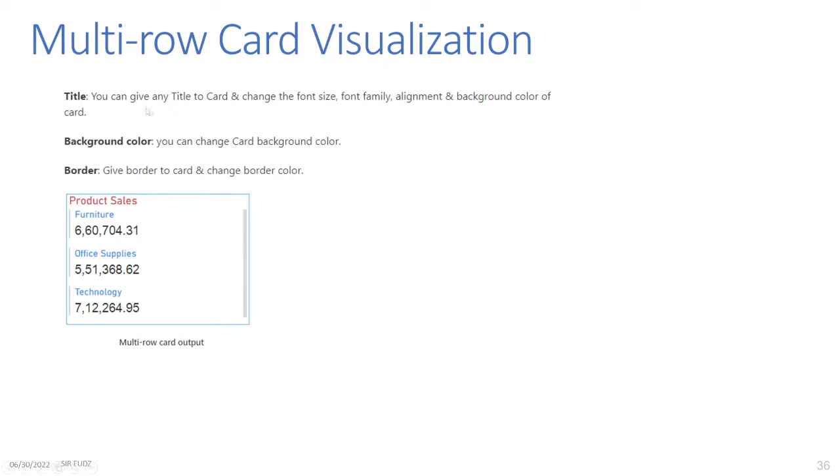Title: you can give any title to the card and change the font size, font family, alignment, and background color of the card. Background color: you can change the card background color. Border: give a border to the card and change the color. So this is an example output.